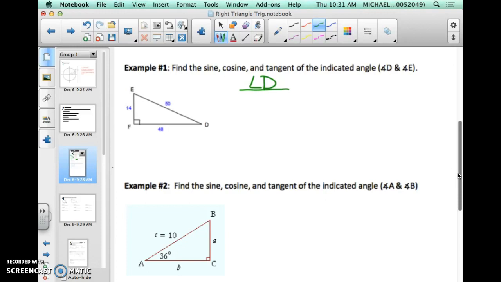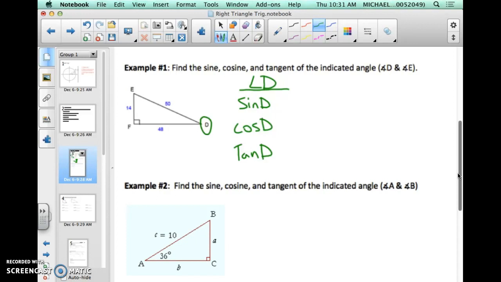So angle D, I want to find the sine of D, the cosine of D, and the tangent of D. Then, I'm given a triangle over here with angles D, E, and F. I'm going to circle D and label my triangle appropriately in reference to angle D.